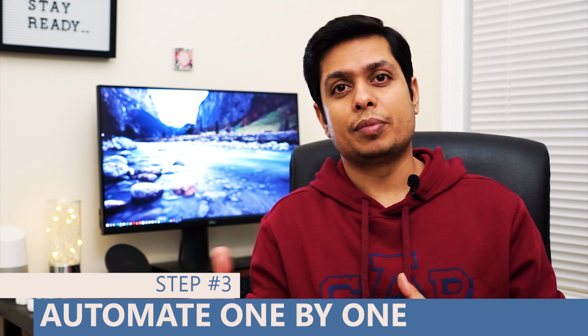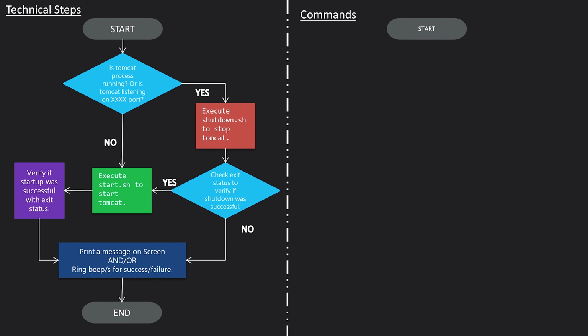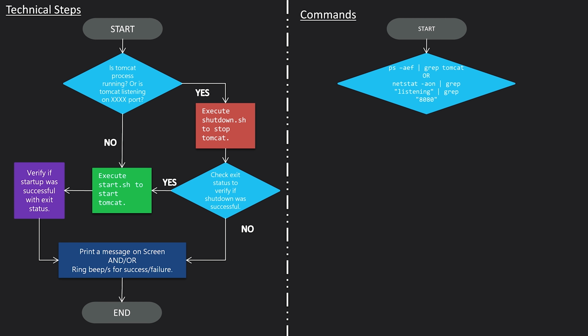Step number 3. Automating technical steps one by one. Here, I can choose any technology or method I want to use to automate the technical step. Let's automate the technical steps one by one. First, I need to check if Tomcat is running. This can be done by the ps command or netstat command to check if the Tomcat process is running and if it is listening on port 8080.